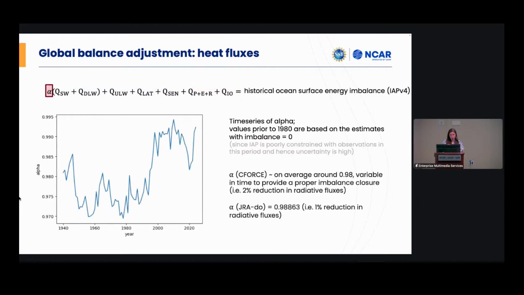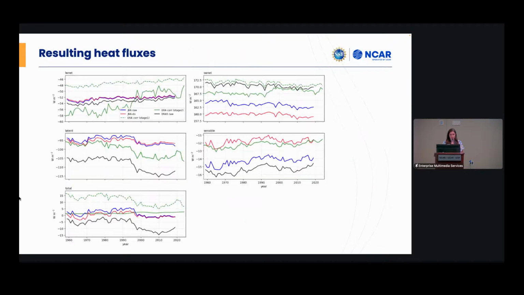And basically we came up with a value of alpha that varies throughout the year. And again, prior to 1980, we are making sure that this full equation is equal to 0, and after that it's equal to these values. On average, alpha is a factor that is applied to the radiation fluxes. It averages to 0.98, so it means that we apply a 2% reduction in radiative fluxes. And this is for comparison what has been done for JRA55-do. It's a little bit smaller, but of a similar magnitude.